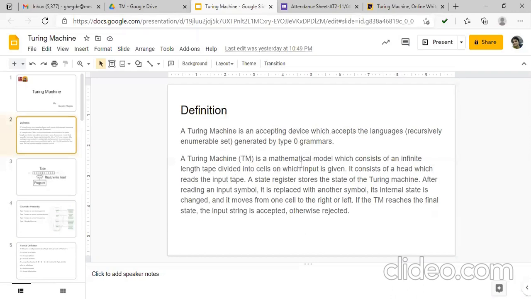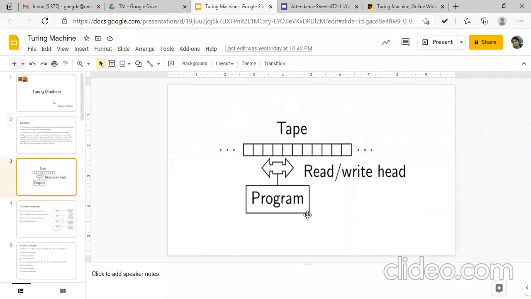So a Turing machine is a mathematical model which consists of an infinite length tape divided into cells on which input is given. I'll come to this in my next slide. It consists of a head which reads the input tape. A state register stores the state. After reading an input symbol, it is replaced with another symbol and its internal state is changed. Okay, I'll directly move on to my next slide. This is your Turing machine. Students, this is your input tape, which can be increased infinitely on both sides.